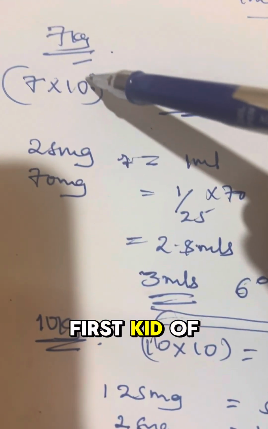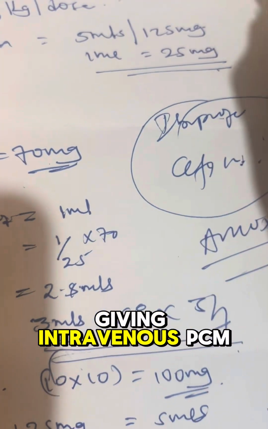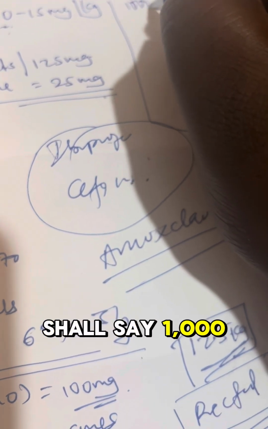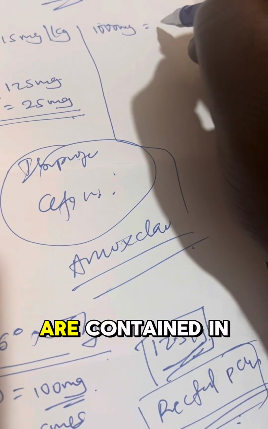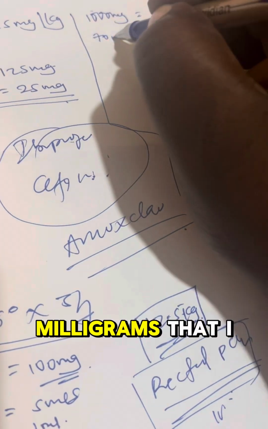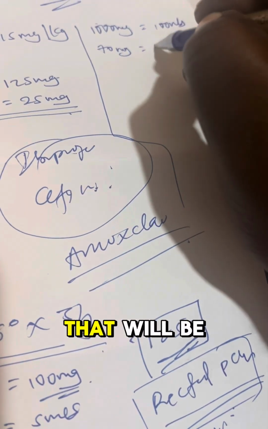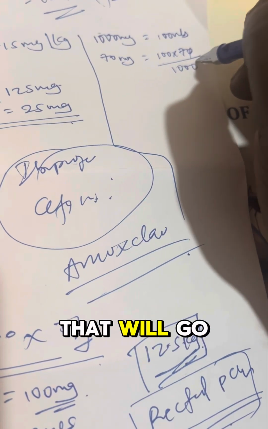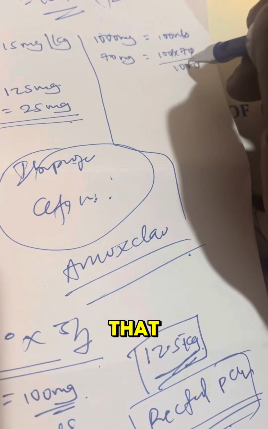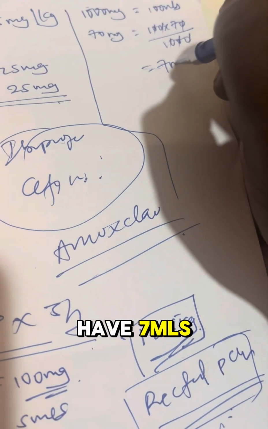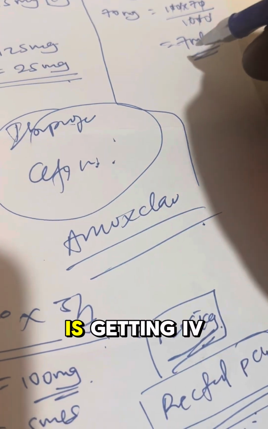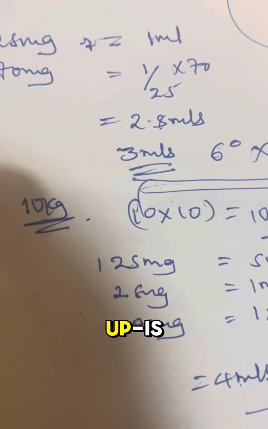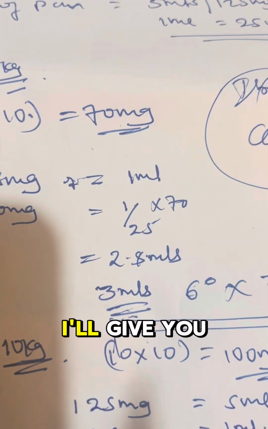What about our first kid of 7 kilograms? Assuming we are giving intravenous PCM, still we have our 70 milligrams. So that we shall say 1,000 milligrams of this solution are contained in 100 mils, and the 70 milligrams that I want to give this kid. That will be 100 times 70 divided by 1,000. That will go with that. That will go with that. And we shall have 7 mils. If this kid is getting IV, we'll get 7 mils of paracetamol. But if he's getting a syrup, he's getting 3 mils. I'll give you more calculations.